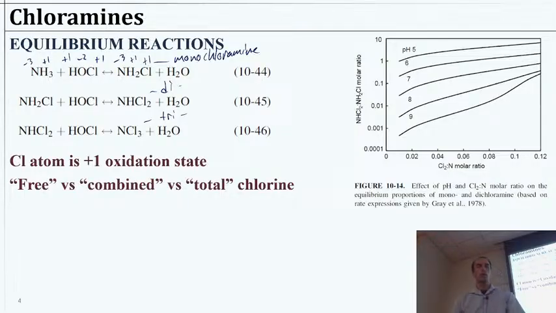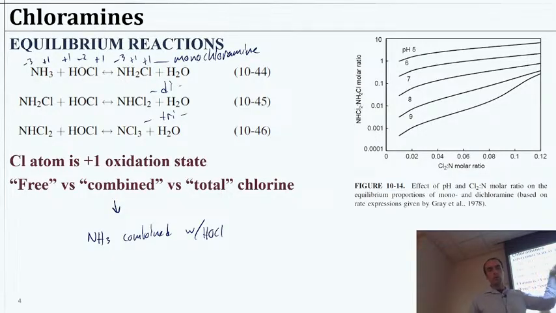So combined is talking about some nitrogen or ammonia has been combined with our free chlorine. So we have free chlorine that is not attached to ammonia. We have combined chlorine, which is some mixture of chloramines. Then we have total chlorine, which would be all of that together. Okay, and we typically have different test kits to measure those things.